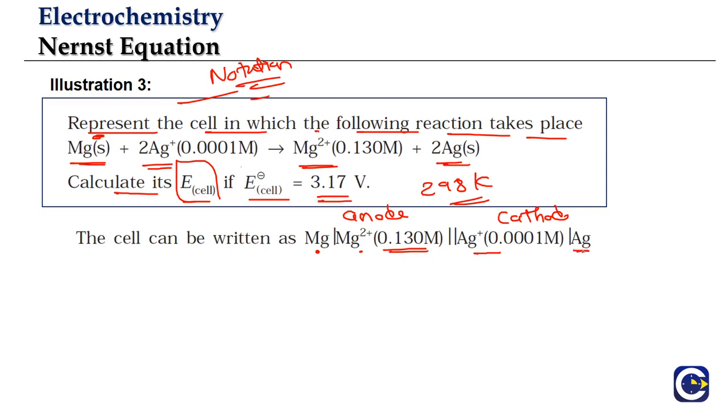Ag plus is getting reduced to Ag. Ag plus concentration also we have to express. So this is the cell notation. So the first part of the question is over. We have to express the cell notation. The second part is we have to find the E cell.